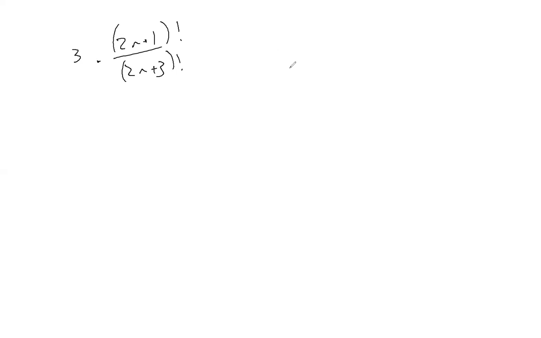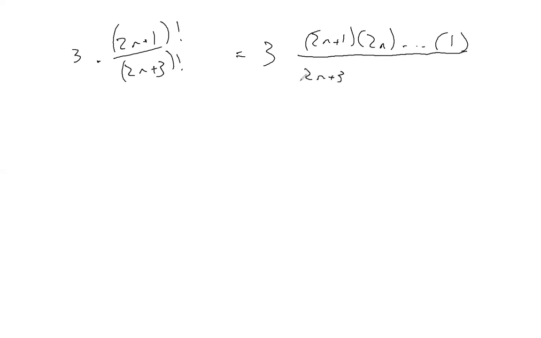What is 2n plus 1 over 2n plus 3 factorial? Remember that's 2n plus 1 times 2n times dot, dot, dot, all the way down to 1. And 2n plus 3 factorial, that would be 2n plus 3 times 2n plus 2 times 2n plus 1, dot, dot, dot, all the way down to 1.